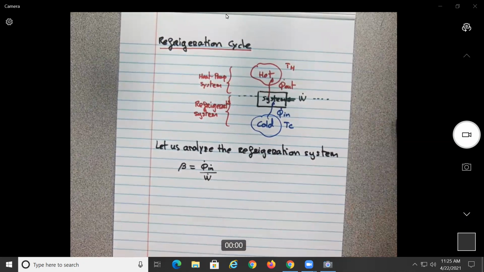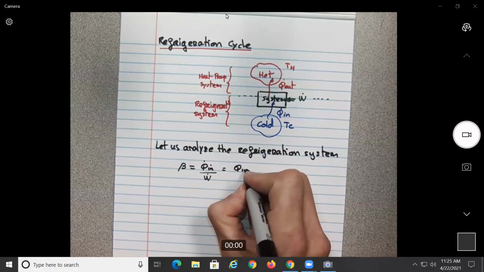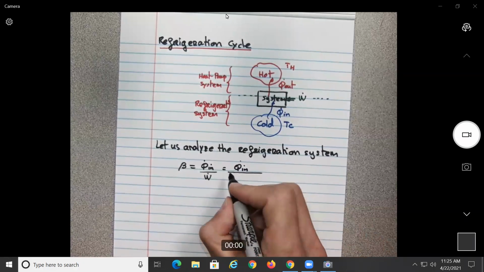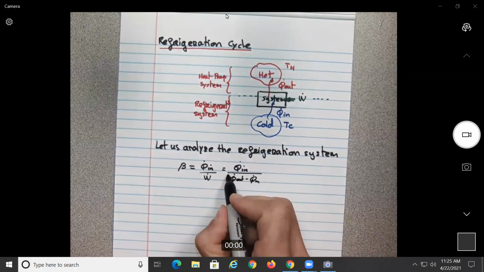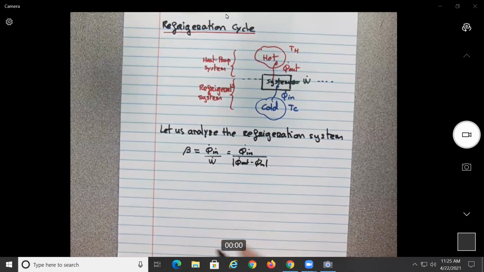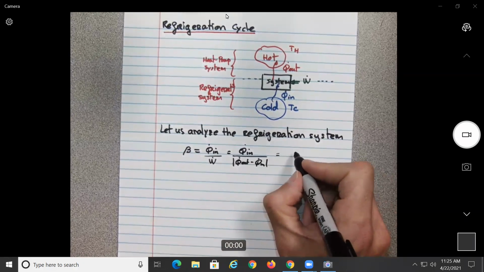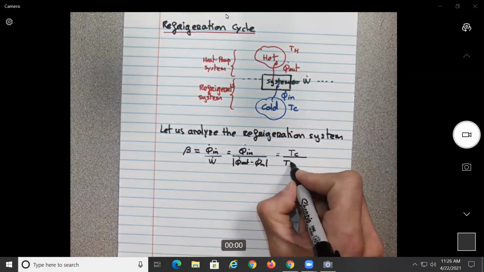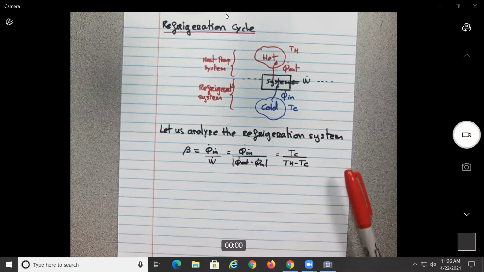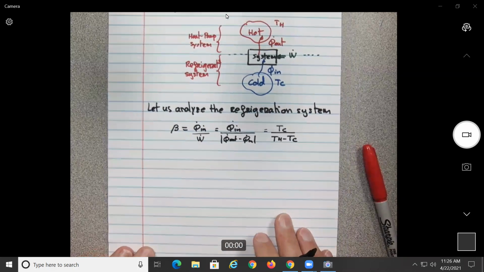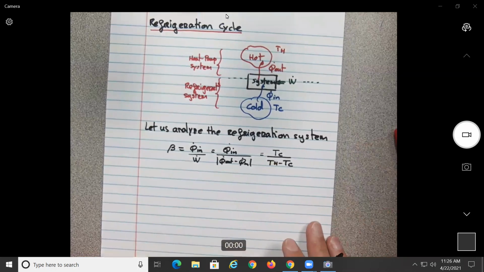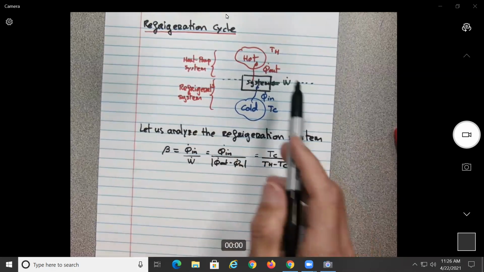okay, so really this should be equal to what? Should be equal to Q in divided by what? It should be the absolute value of this one, no? The Q in minus Q out. And if we remember, we said that for an ideal case, you could say this will be equal to T cold over T hot minus T cold. But all this stuff, again, is none of the book, it's me who's trying to explain to you how is the refrigeration system. So this is what we get from just the theory, all right?